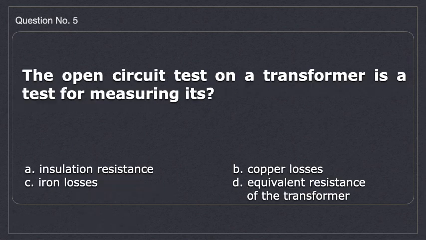Question number 5. The open circuit test on a transformer is a test for measuring its A. Insulation resistance, B. Copper losses, C. Iron losses, D. Equivalent resistance of the transformer. Answer: C. Iron losses.